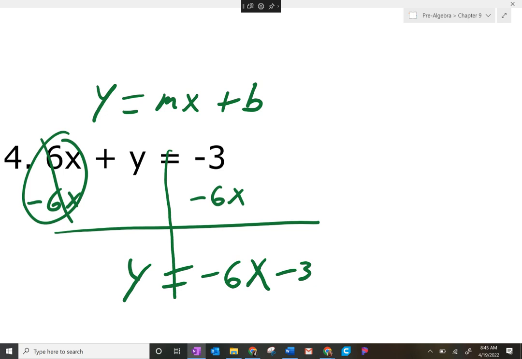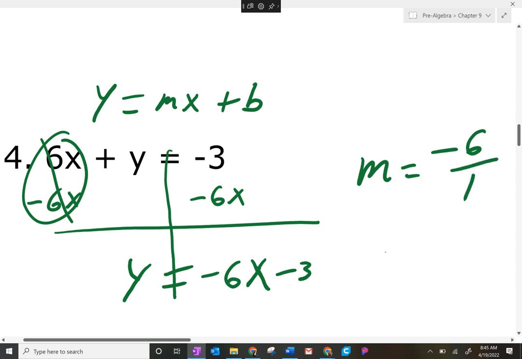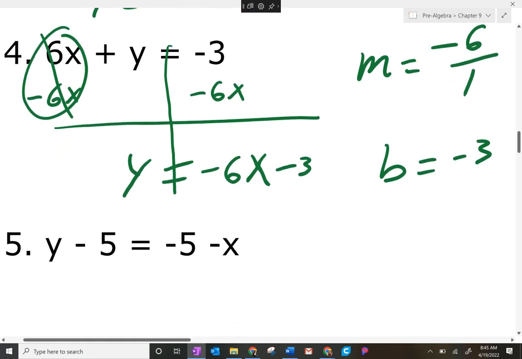All right, you guys got it. So my m value was negative 6 over 1. My b value was negative 3. Okay?